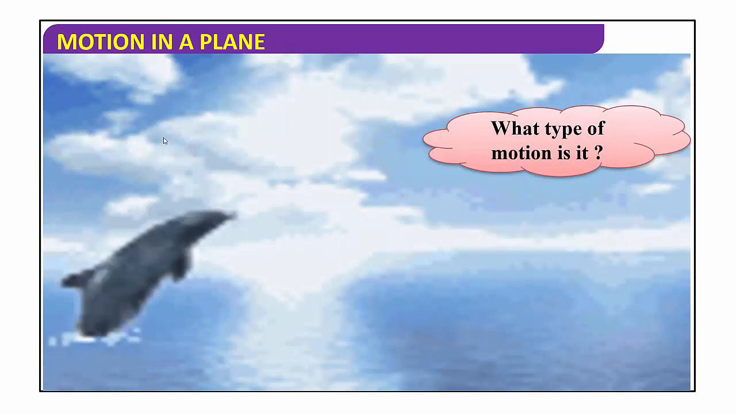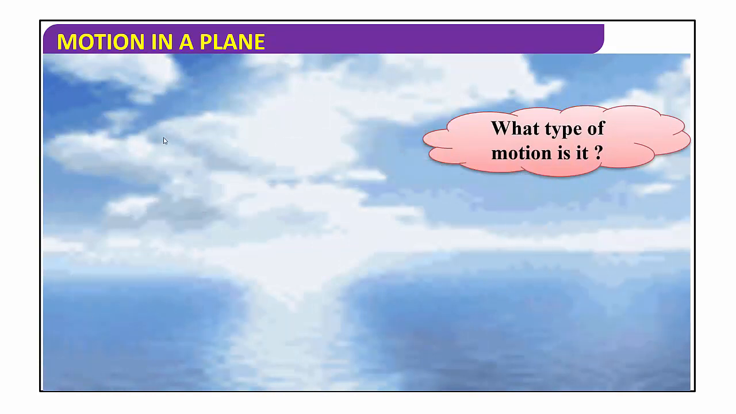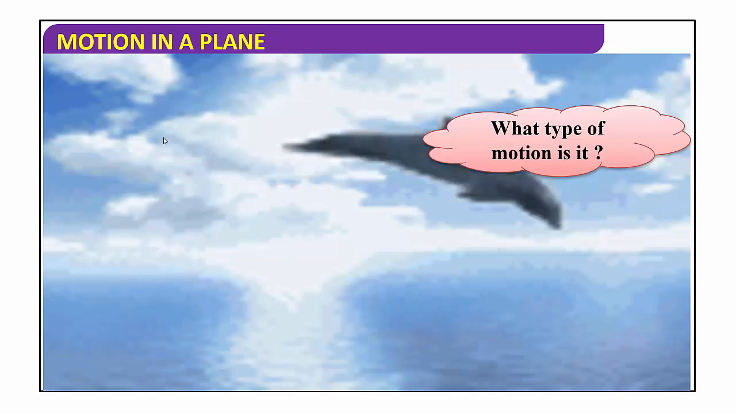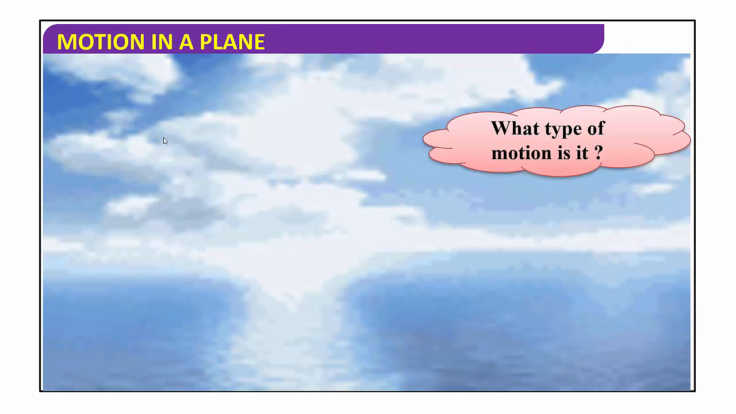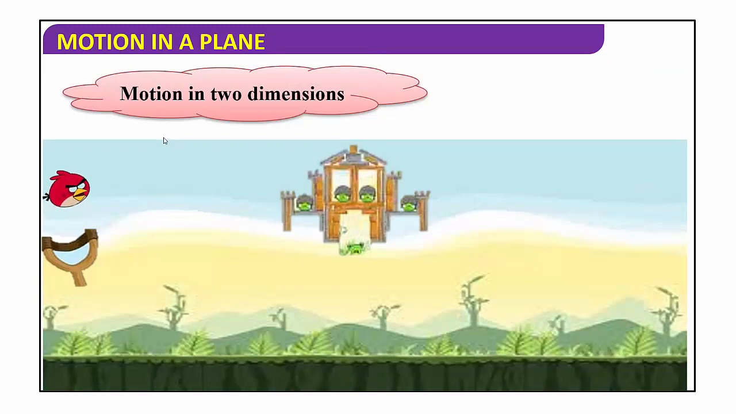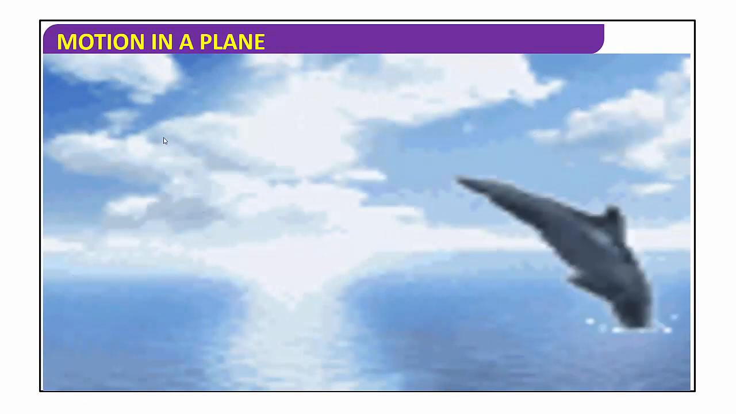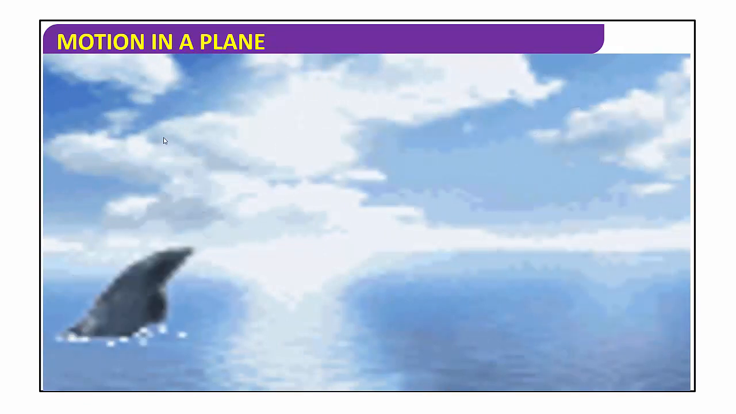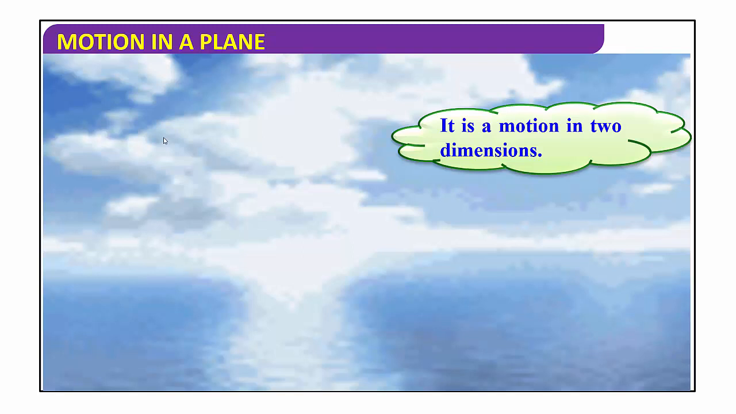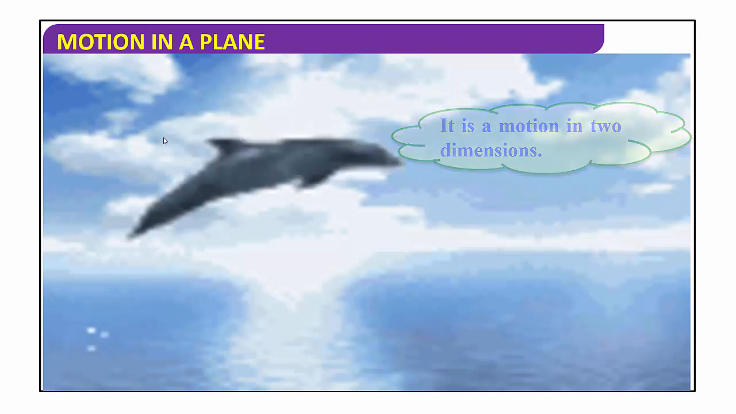Yes, observe here, the dolphin is jumping in the sea. What type of motion is it? Observe the two pictures. The dolphin is jumping here. In the first picture, this bird is moving, and in the second picture, the dolphin is jumping in the sea. What type of motion is it? This is having two dimensions, two-dimensional motion.